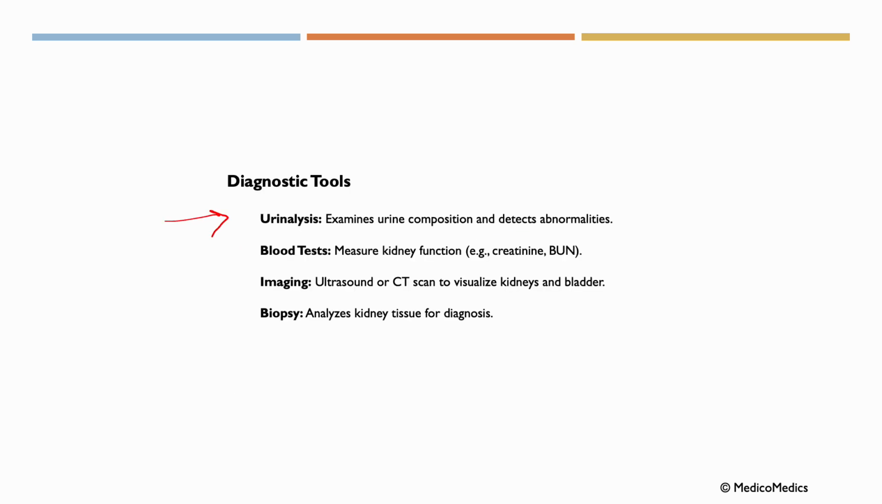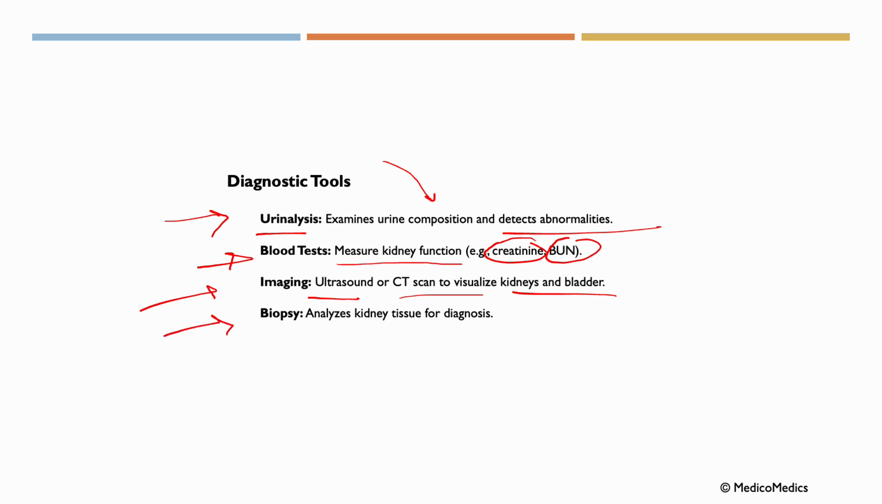What are some common diagnostic tools? Well, we can use urine analysis, where we examine urine composition to detect abnormalities. We do blood tests to measure kidney function, like creatinine or BUN. Imaging, ultrasound, or CT scans to visualize the kidneys and bladder. Biopsies to analyze kidney tissue for diagnosis.